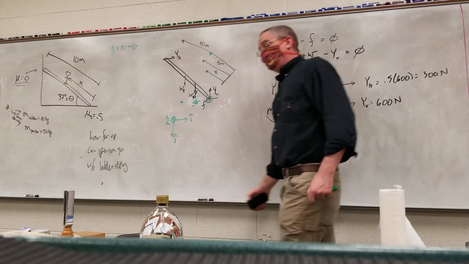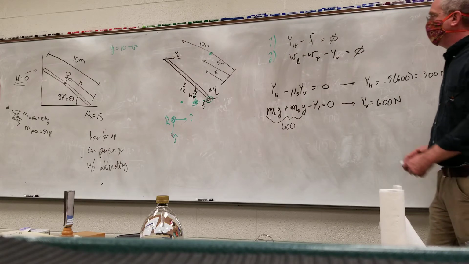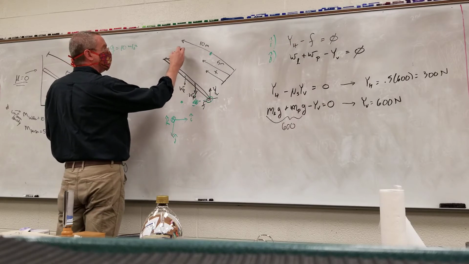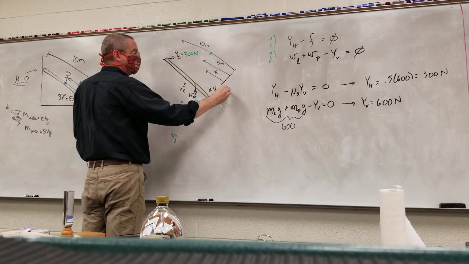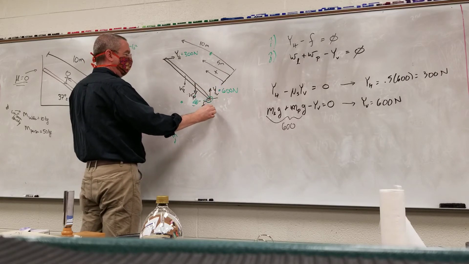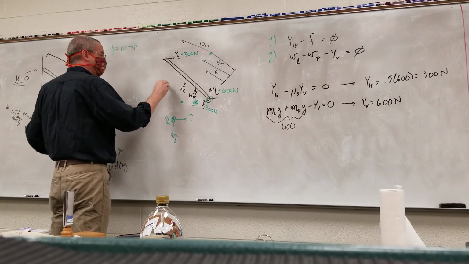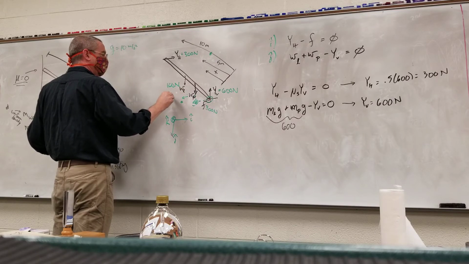If you don't make mistakes, you'll get the same answer. Put it that way. Let's see, I want some room here. So Y sub H is 300 newtons. This is 600 newtons. This is 300 newtons. W sub L is 100 newtons, and the person is 500 newtons.